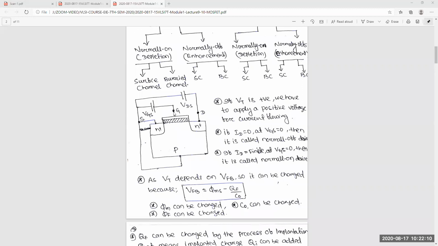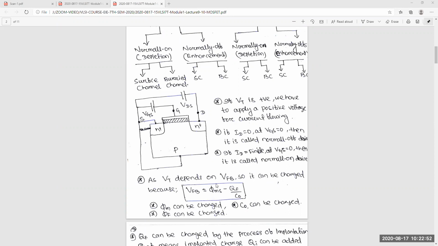So how will we change a normally off device to a normally on device? How will we change that threshold voltage? We have already discussed that VT depends upon VFB. So VT is nothing but a combination of phi OX, phi S, phi MS, and phi F due to the charge Q by C0. These voltages combined give the VT. Forget about phi OX and phi S, we are not doing anything on those. We will do the engineering on phi MS and phi F only.